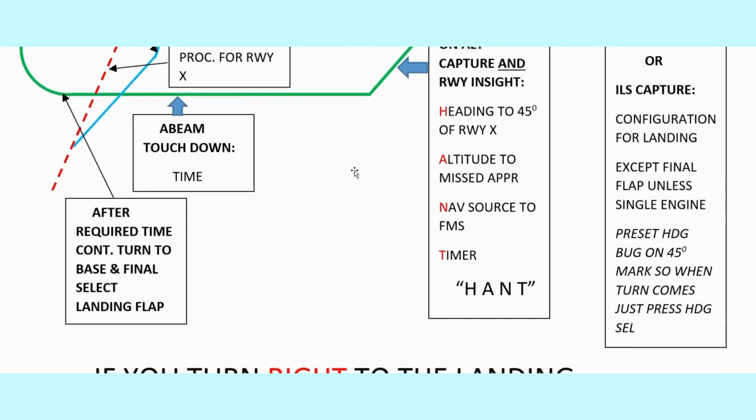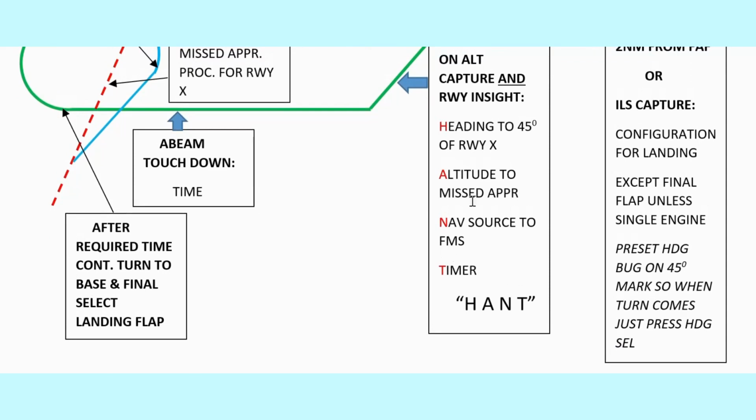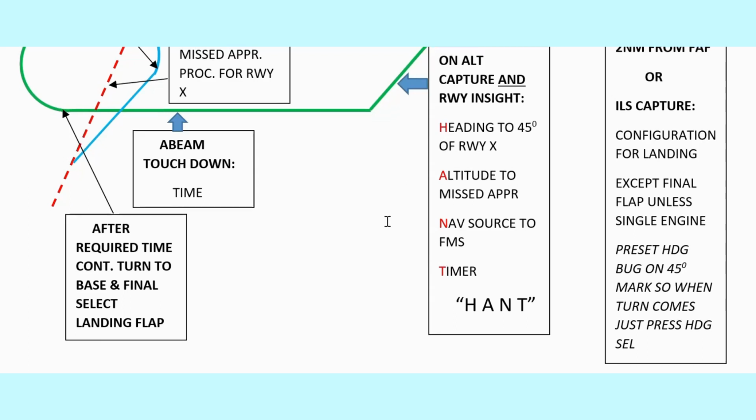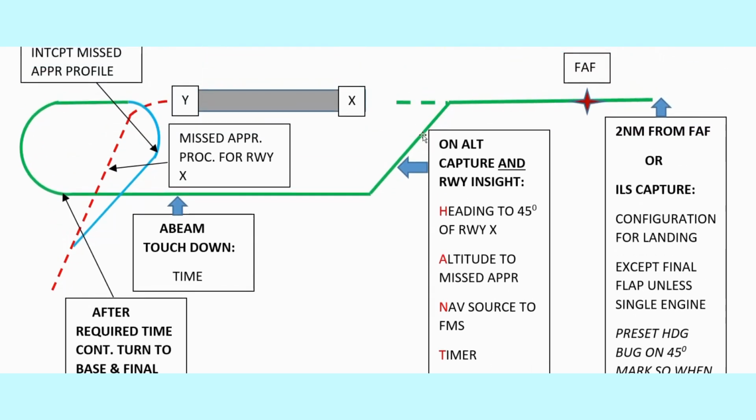A good way of remembering those steps is HANT, which I've come up with myself. HANT meaning heading, altitude, nav source, and then time. So those are the things that you will do on this particular leg here. Once your time is up, then you will turn onto the downwind leg, which will be the reciprocal of the runway heading of X, obviously, downwind, until you are abeam the touchdown.